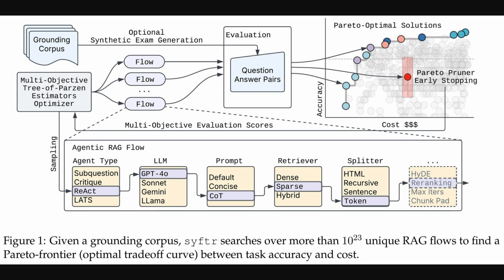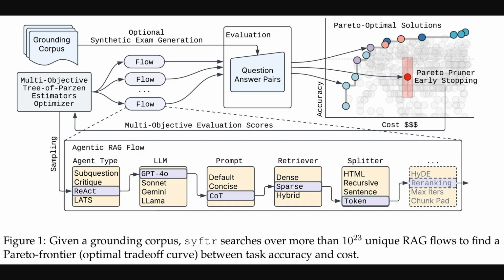Okay, so this figure visualizes the syftr system in action, designed to navigate that huge space of over 10 to the power of 23 unique retrieval augmented generation flows. At its core, syftr employs a multi-objective tree of Pareto estimators optimizer. Tree of Pareto estimators are a sophisticated statistical method used in Bayesian optimization, which help intelligently guide the search for the best pipeline configurations. This optimizer samples various flows, which are complete agentic retrieval augmented generation pipelines. You can see some of the many choices it considers.